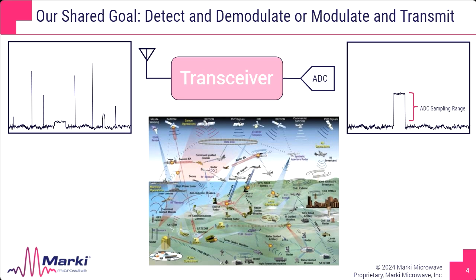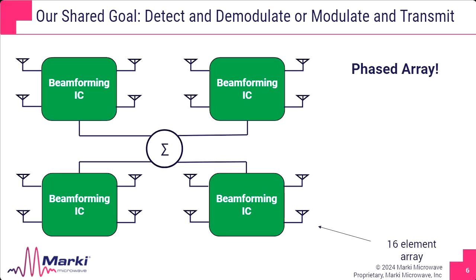This complex environment demands adaptive and high-performance RF systems that are capable of managing and detecting and responding to a wide range of signals in real time. So what typically exists inside of this transceiver that allows it to achieve all of these goals? Well, in many modern radar systems, we're going to be dealing with a phased array.